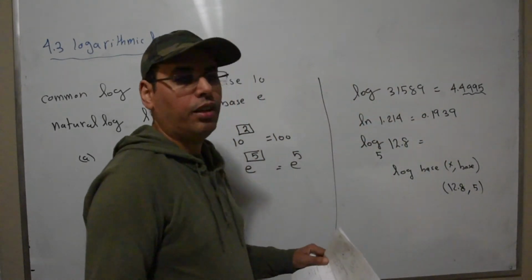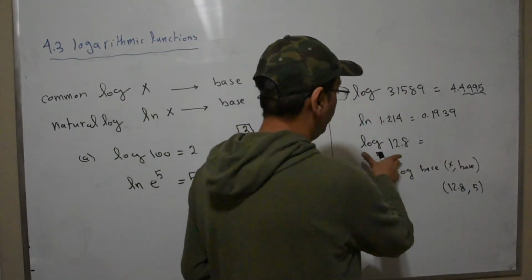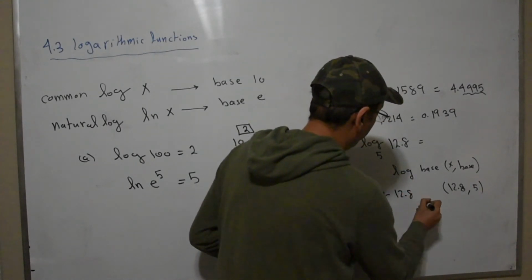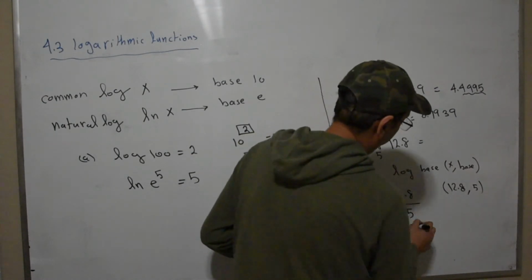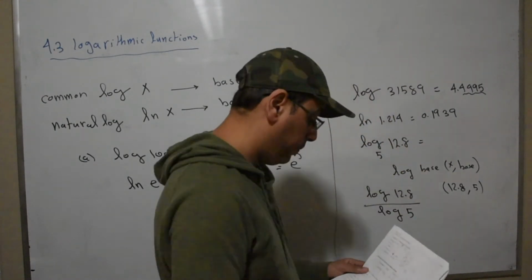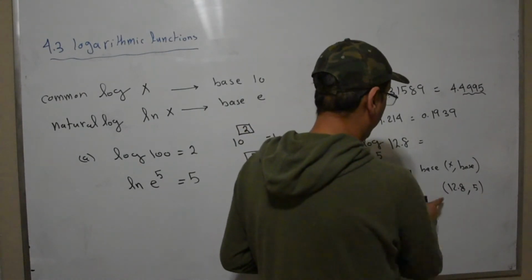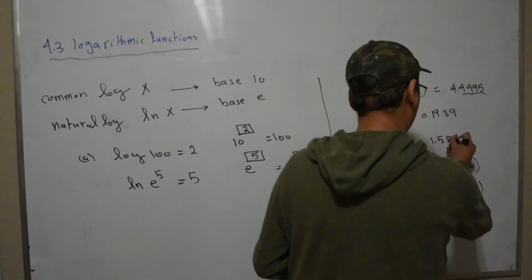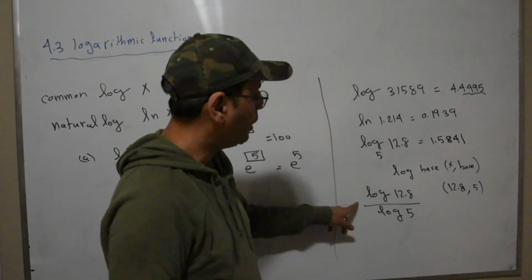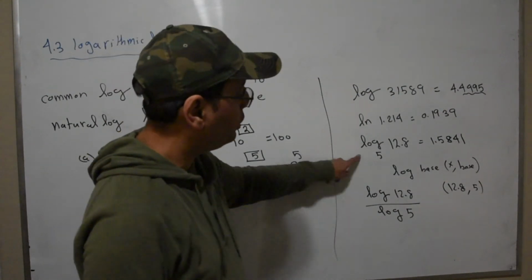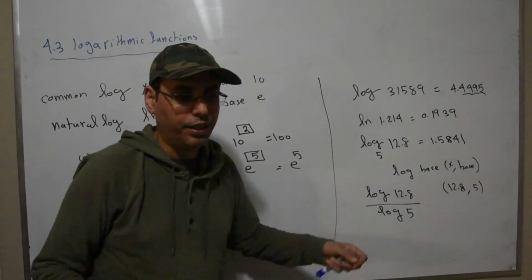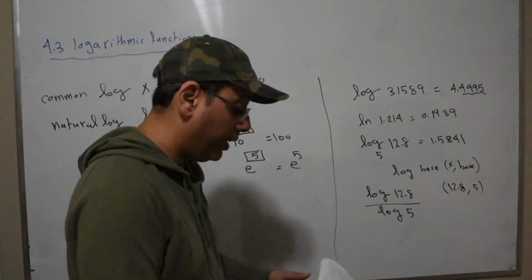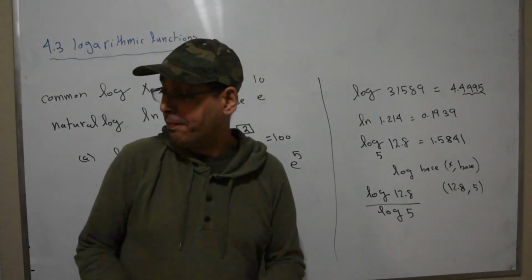So there are some options. Eventually we're going to learn about how to split that, and we get log 12.8 over log 5, and that gives me the same answer. If you compute this way or that way, both, we're going to get 1.5841. We're going to learn about the change of base properties eventually in this and the next section. Okay, I hope that this is clear, and if you have questions, don't hesitate to ask me.